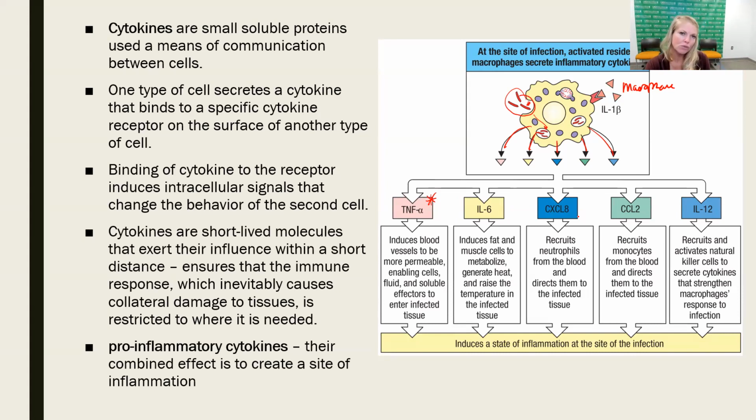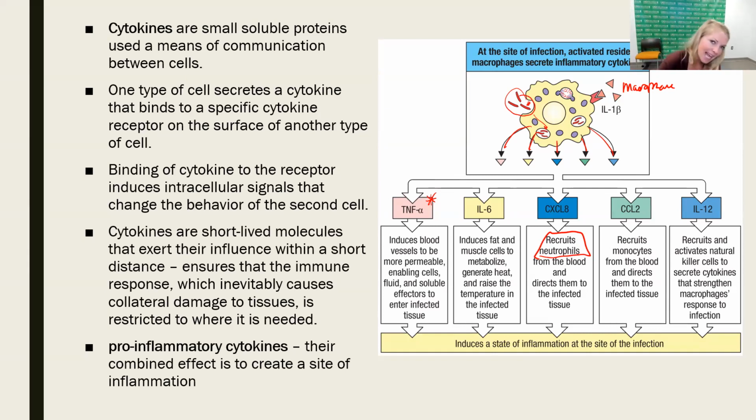CXCL8, not so much, I guess it's a pro-inflammatory cytokine, not because it increases inflammation in the sense of more fluid or anything, but rather it recruits neutrophils. So CXCL8 is actually a chemokine that will tell neutrophils, hey, there's a smorgasbord of bacteria in this spot. You need to come here now and eat. And so more neutrophils will come into the area, which then causes swelling and pain and pressure.